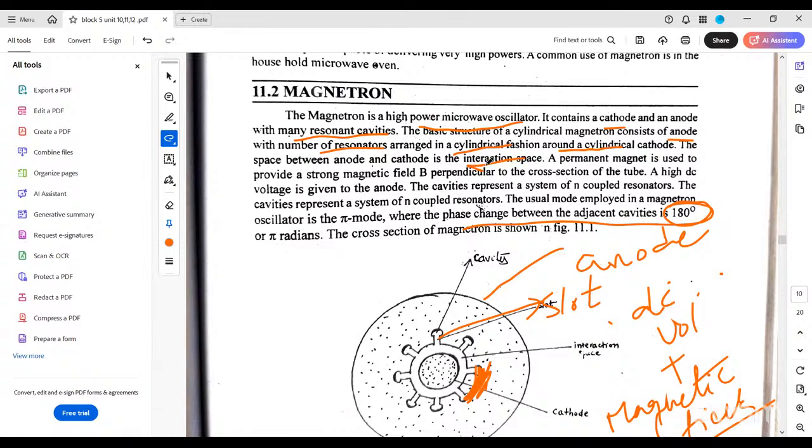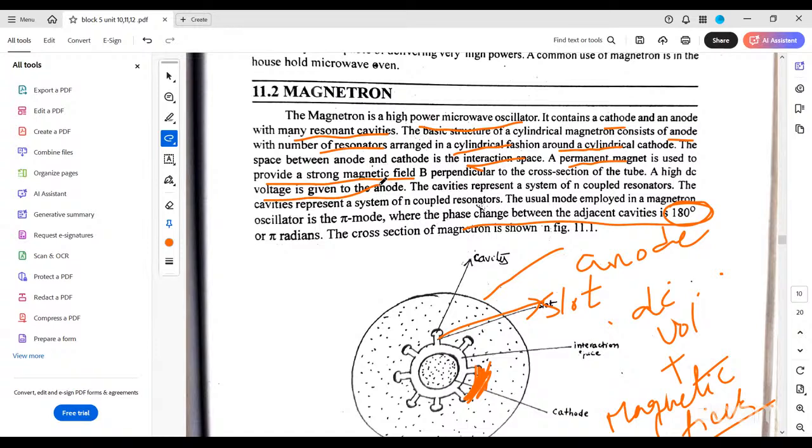To this, I am applying a magnetic field. What is written? A permanent magnet is used to provide a strong magnetic field B, which is perpendicular to the tube, but in this diagram it is not shown how we are applying the magnetic field. The external diagram is not shown. Next, a high DC voltage is given to the anode. We applied DC voltage to the anode.